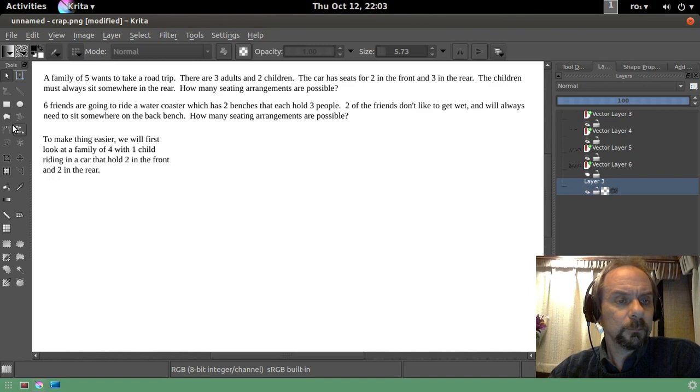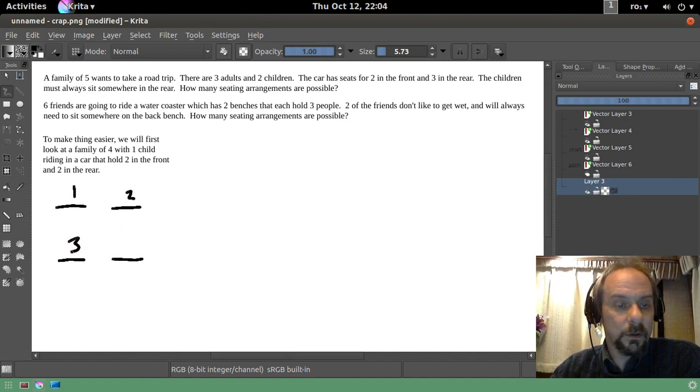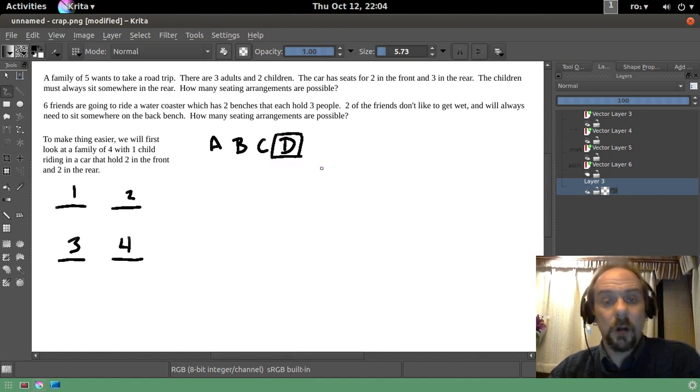Okay. So we can imagine that we have a car with four seats, two in the front here and two in the rear. And we can label these seats 1, 2, 3, and 4. We can then look at our family, and we have person A, person B, person C, and person D. And since D is our child, we'll put a little box around that because that is what we will call the strong restriction.